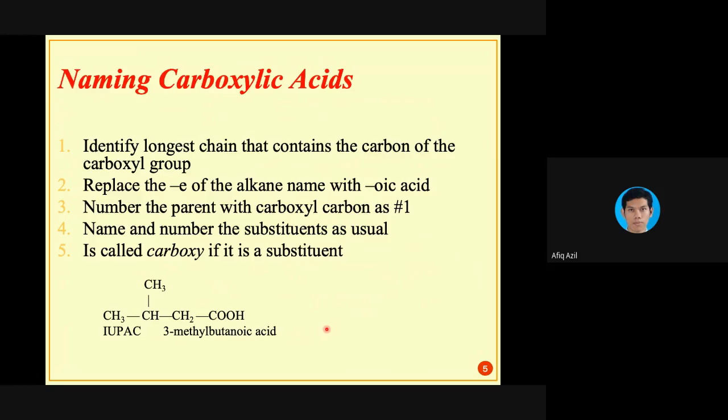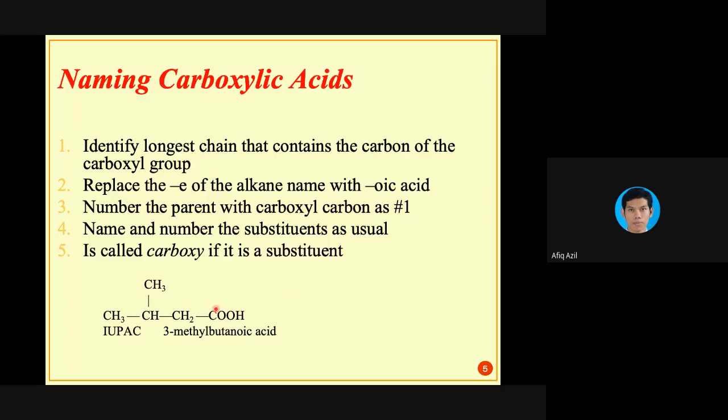So the first step when you want to name a carboxylic acid is to identify the longest chain that contains the carbon of the carboxyl group. So you have to identify which is the longest carbon chain that contains COOH. It must contain COOH because it will be labeled as carbon number 1.